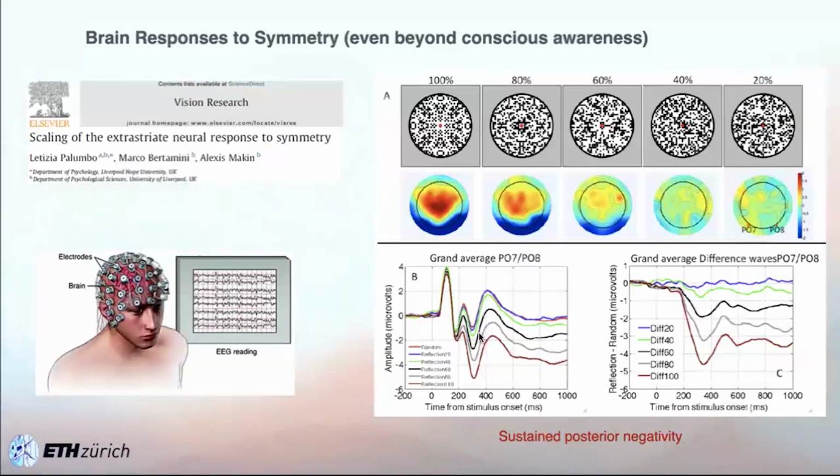And yet at the group level, the brain signals are pulling apart, or separating, in a very clear way, with more and more symmetry, this sustained posterior negativity becoming more and more extreme. So a really valuable application of brain imaging is that when people have no conscious awareness or insight into what they're actually seeing, the brain is still able to code and respond to, in this case, symmetry in a really sensitive and precise way, which is kind of cool.